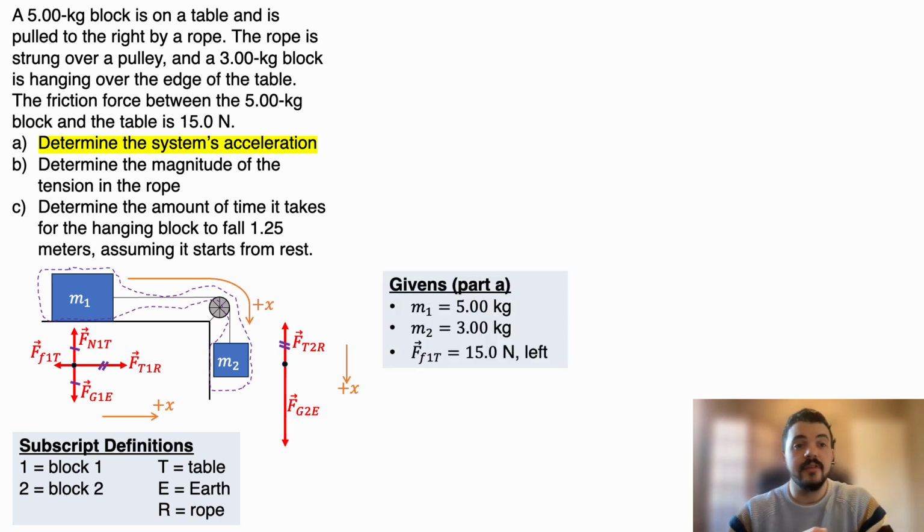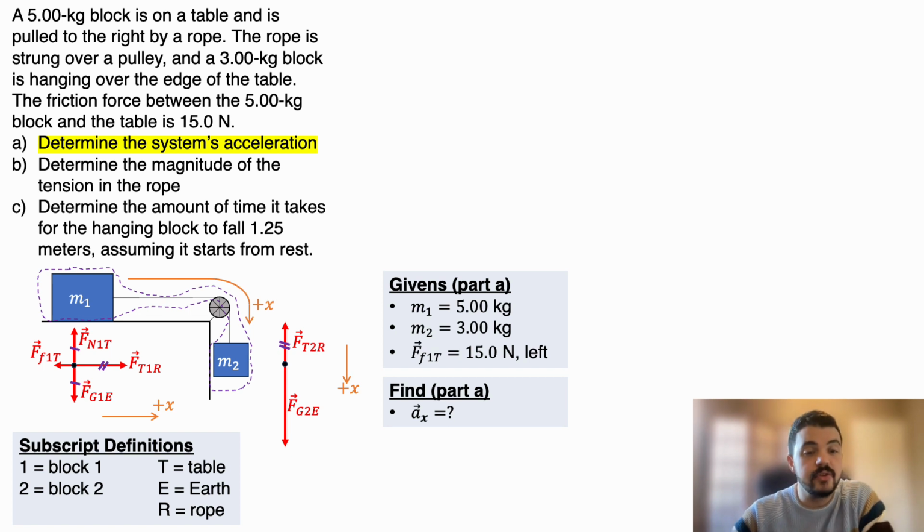We've got our givens. We're always going to write down our givens. We know the mass of each block. M1 is 5 kilograms. M2 is 3 kilograms, both to 3 significant figures. And the strength of the friction force on block 1 by the table is 15.0 newtons, and it points to the left as drawn in our picture. Our find here for part A is the acceleration of our system in that curved x direction.